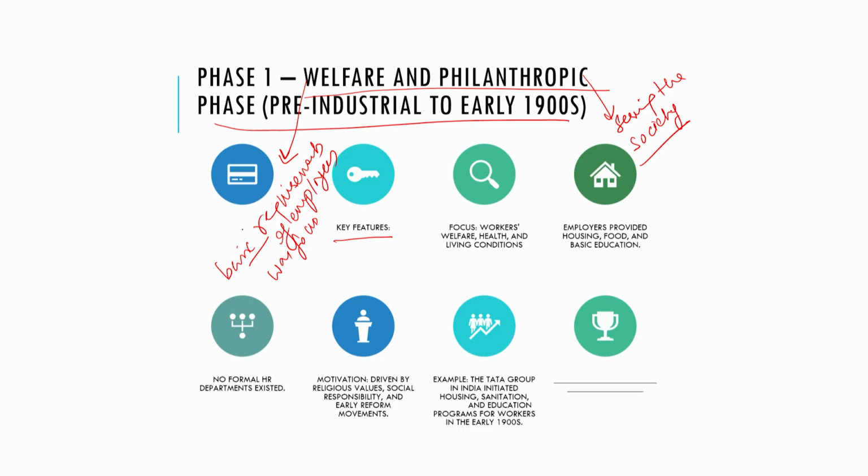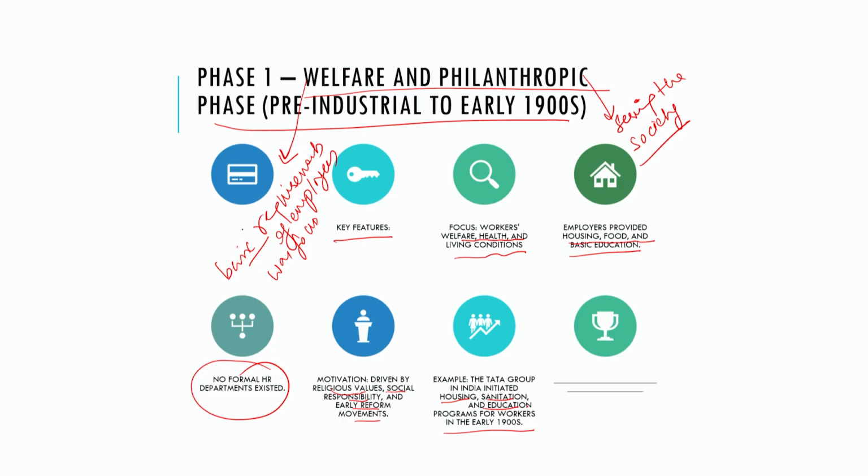So even workers were being served within the philanthropic purview. The focus was workers' welfare, health and living conditions. Employers provided them with housing, food and basic education. There was no formal HR department during this era. Motivation for working was driven by religious values, social responsibility and early reform movements. An example from this pre-industrial era is the Tata Group in India, which initiated housing, sanitation and education programs for workers in the early 1900s.